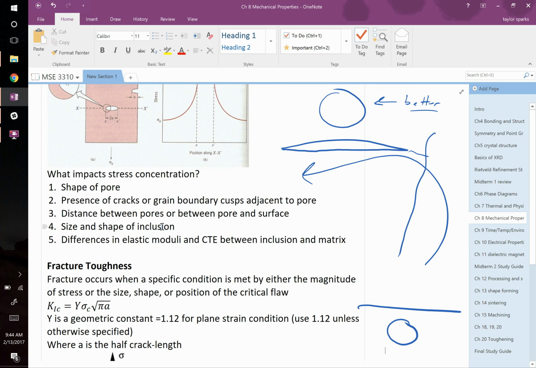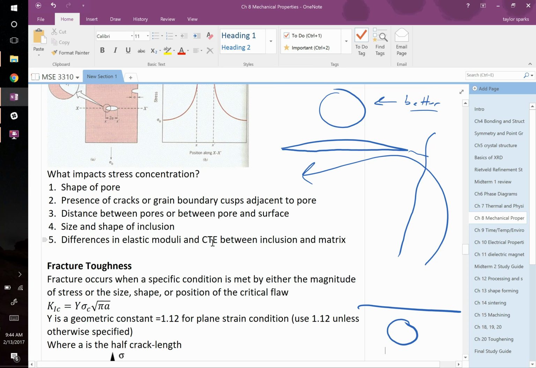Like actually, later on in the book, he talks about quality control, and he gives an example that somebody's eyebrow hair fell into a ceramic, and they were trying to figure out why they were breaking, and it was something as simple as that caused them to break. So. And then the difference in elastic moduli and coefficient of thermal expansion between the inclusion and the matrix.